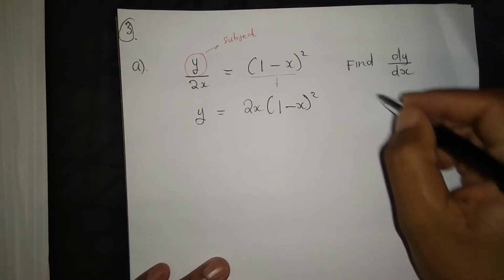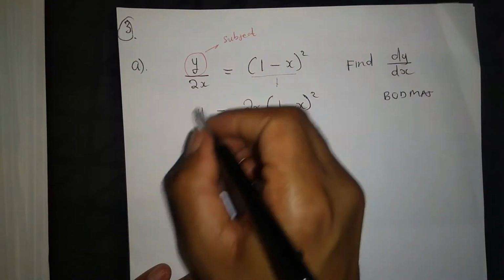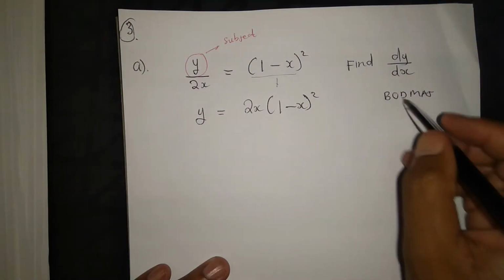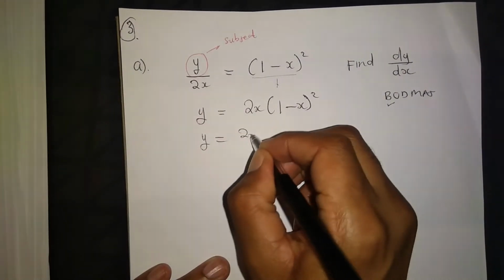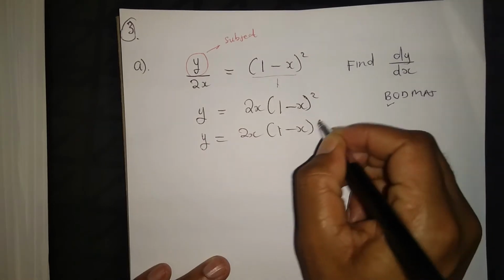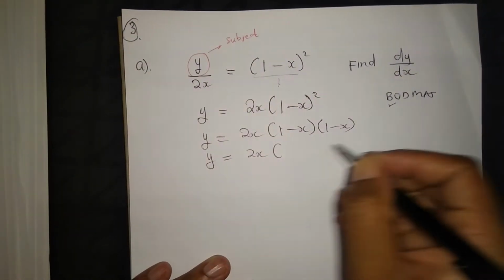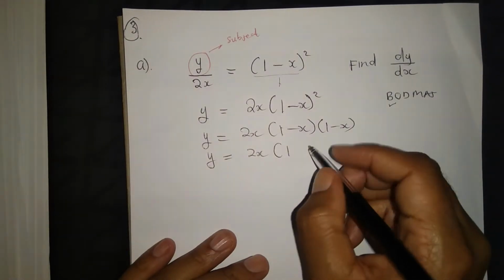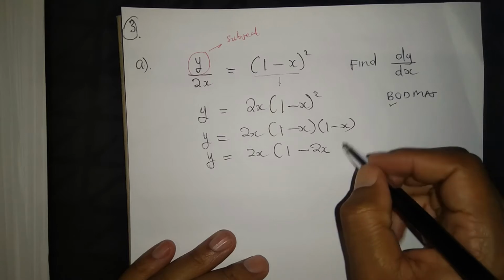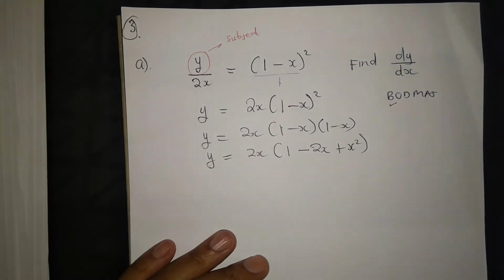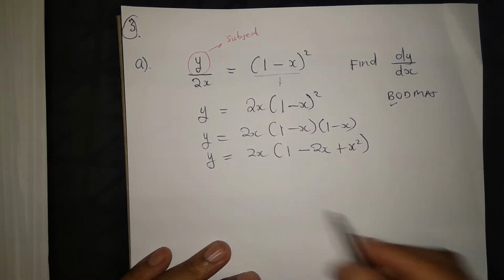Therefore, you can apply your power rules again now. Y is the subject of the formula. I have a bracket, I need to simplify. So y is equal to 2x times (1 minus x)(1 minus x). Let's simplify my brackets. It's 1 minus 2x plus x squared. Now multiply the two brackets. This is what I get.